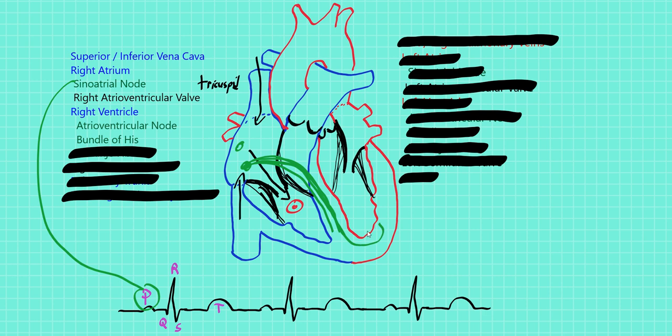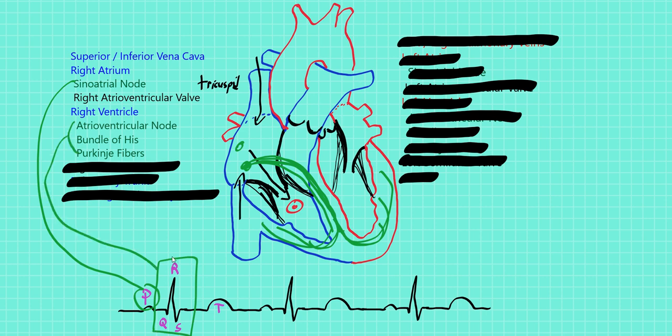Those nerve tissues have endings buried in the muscles of both the left and the right ventricles, and they are called the Purkinje fibers. The Purkinje fibers are what activate your ventricles, causing them to squeeze. That happens here in the QRS section of your EKG.